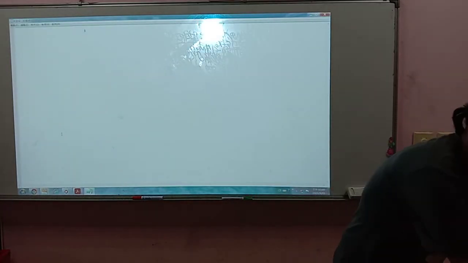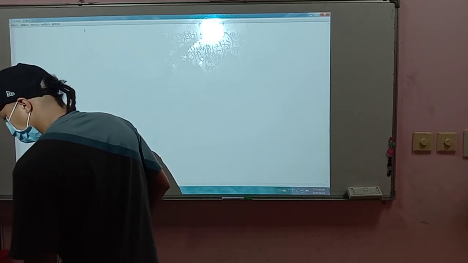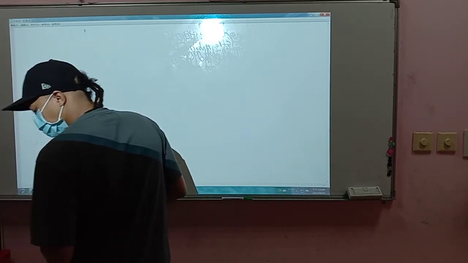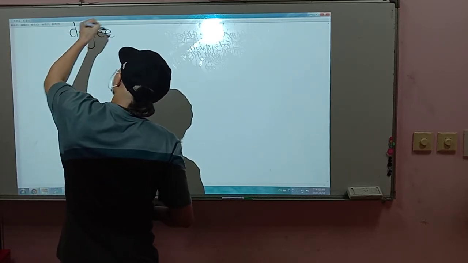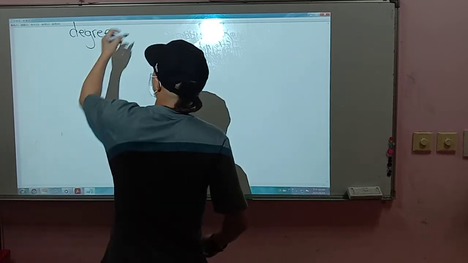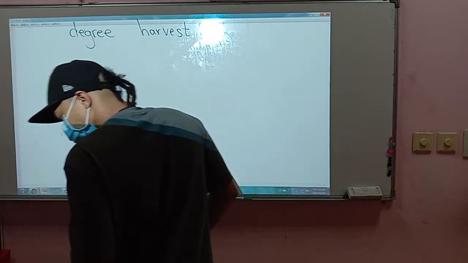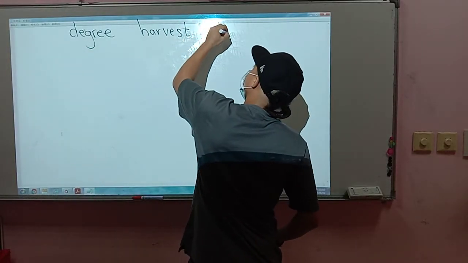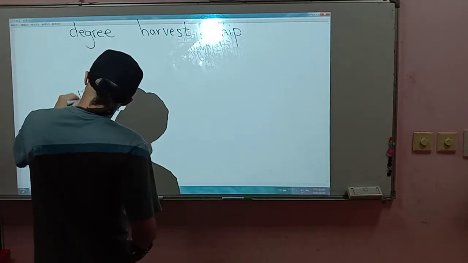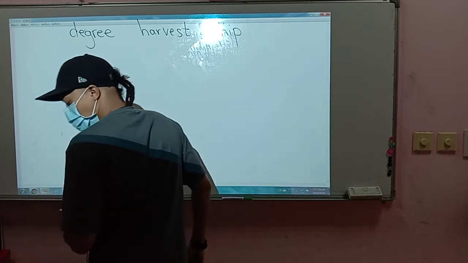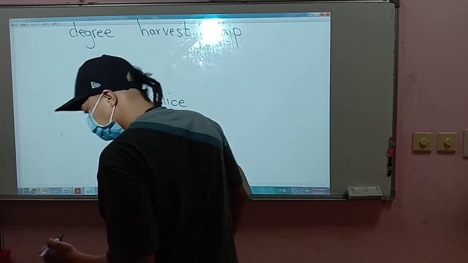We will talk about the following vocabulary words. The first one is degree. Then we have harvest. Next we have ship and blade, slice, and of course peel.